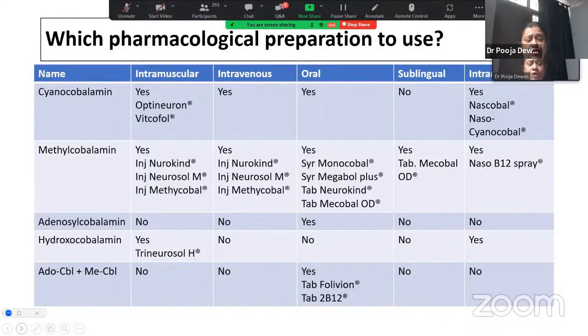So if you have to give intermittent injections for maintenance, then hydroxocobalamin is preferred, because this injection can be given every 2 to 3 months instead of every month. So whenever you have pernicious anemia or malabsorption or underlying inborn errors, you can give hydroxocobalamin.